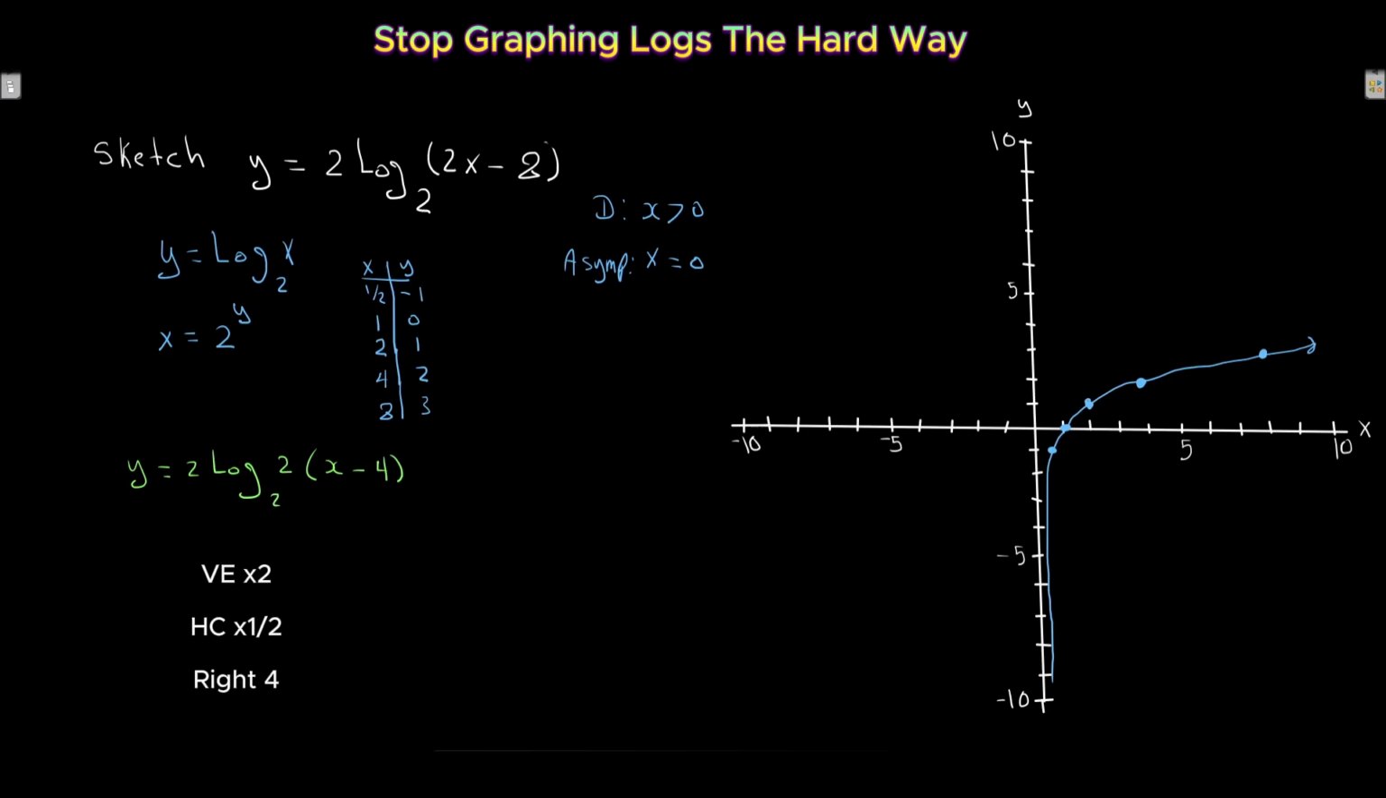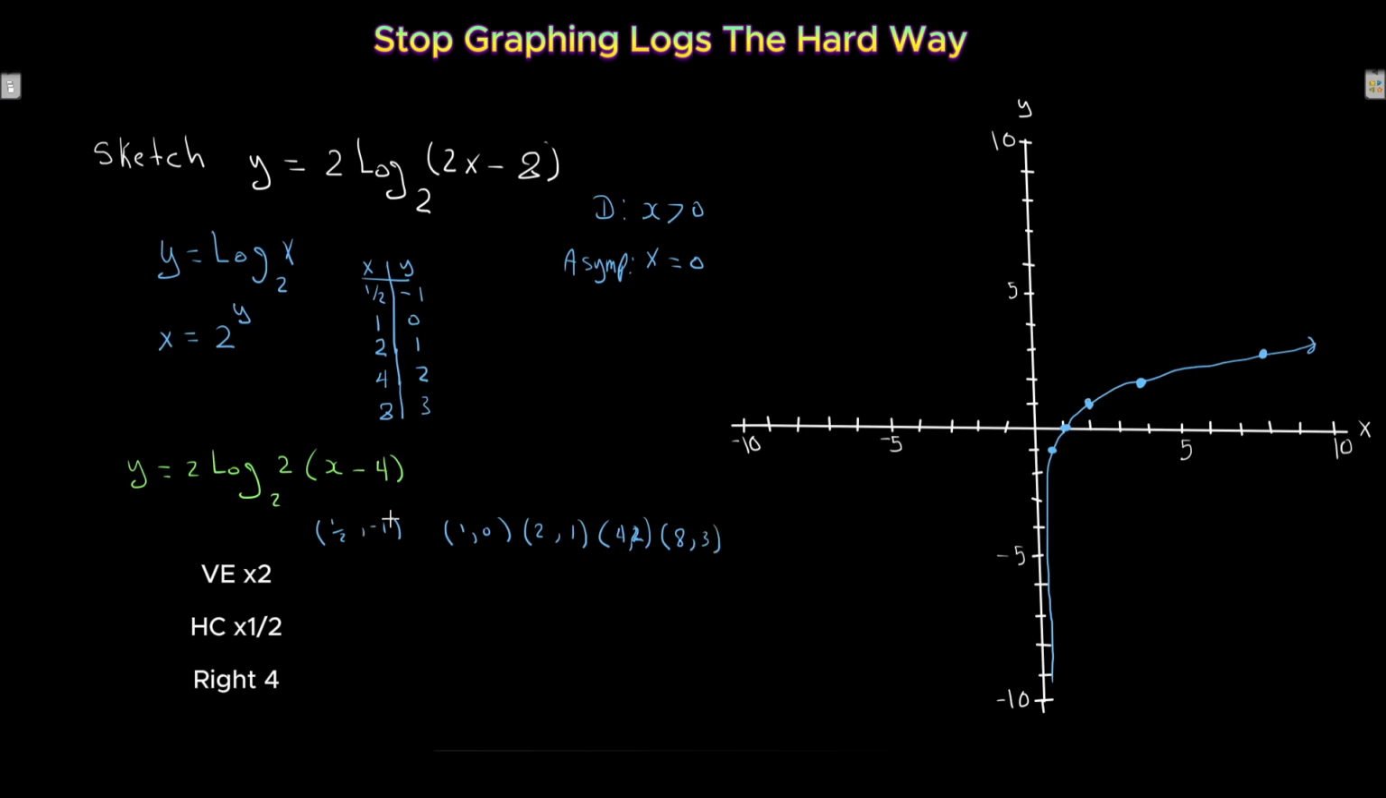Now let's take my points that I have there. I'm just going to put them right here for you: a half and negative 1, 1 and 0, 2 and 1, 4 and 2, and 8 and 3.